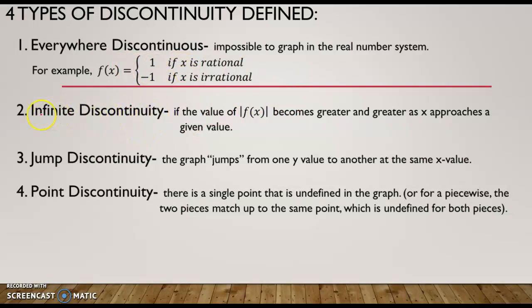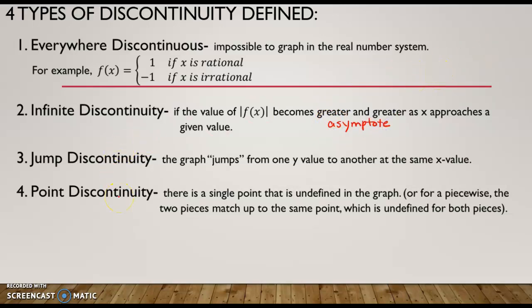This is what gets you because it's infinite discontinuity here. That is where the absolute value of the function becomes greater and greater as x approaches a given value. That is also, like I said, where it has an asymptote. That's what you're looking for there, an asymptote.